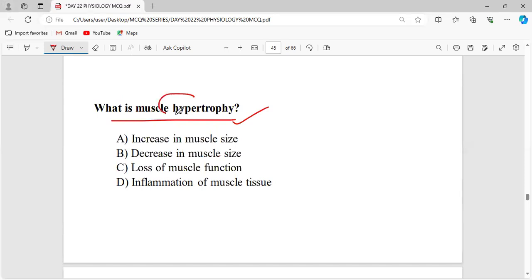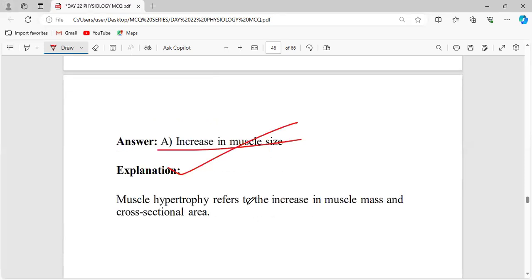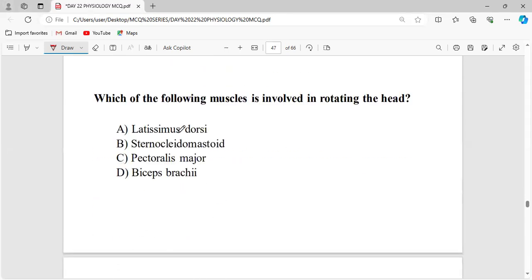As the name suggests, hyper means what? Increase. Which of the following muscles is involved in rotating the head? I added all these questions because you should know what muscles are present in which region. By answering these questions, at least you have some idea about the basic knowledge about the muscles, the names of the muscles.